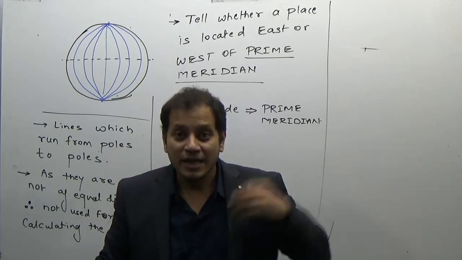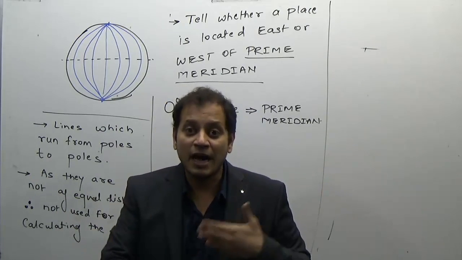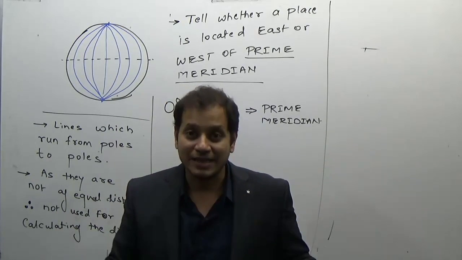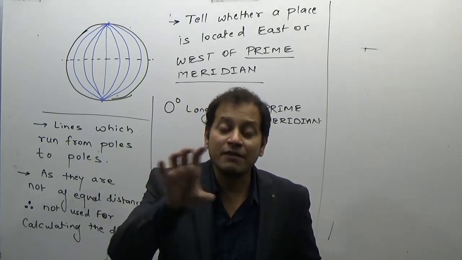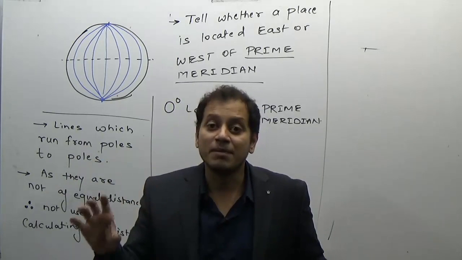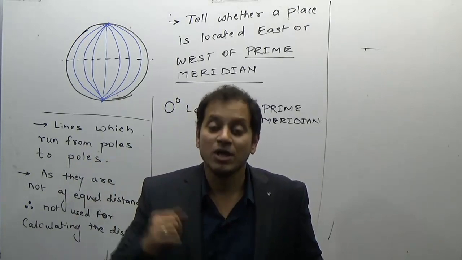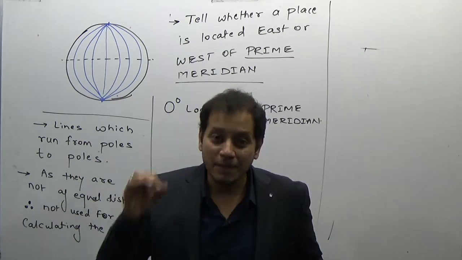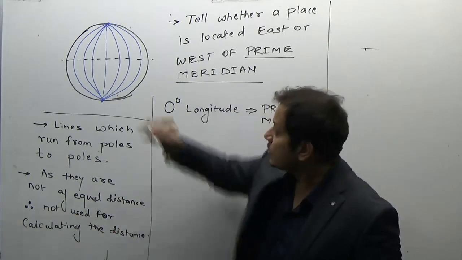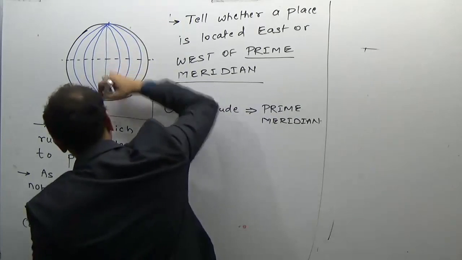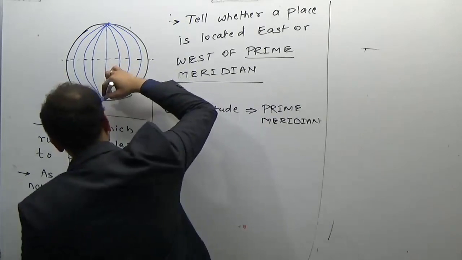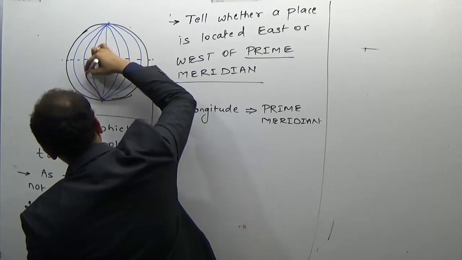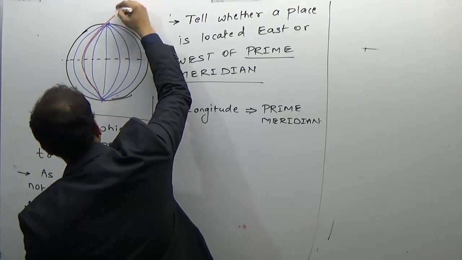And we know that Indian standard time is 5.5 hours ahead of the world standard time. Why is this? Because we are some degrees east of the prime meridian. Now, what is this prime meridian? The main meridian, the 0 degree meridian, is known as the prime meridian. We'll consider this red line as the 0 degree meridian.